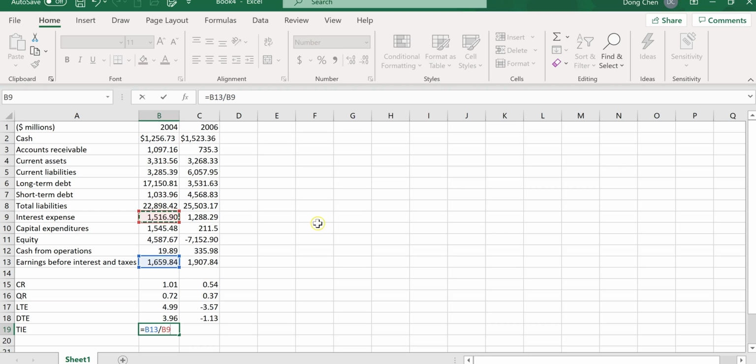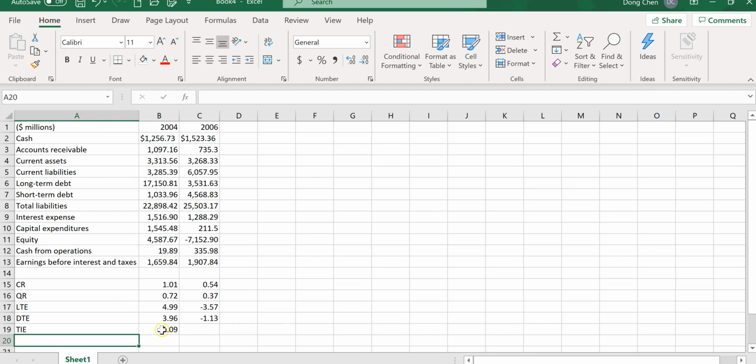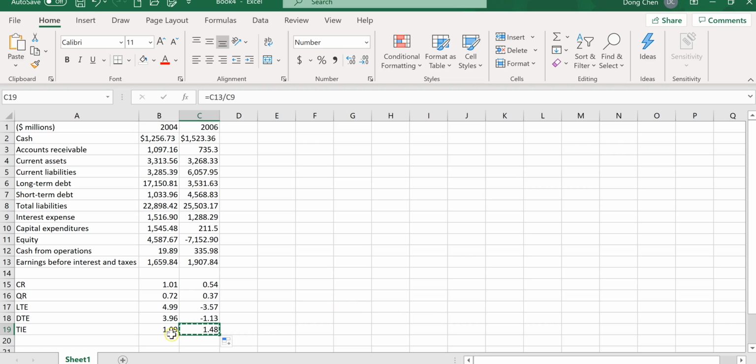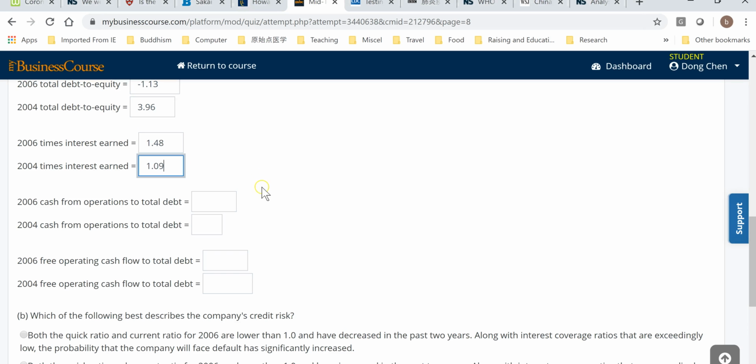So interest expense is right here. And then pull the cell. Again, the order matters. 2006 first and 2004. We know that. So that's the times interest earned.